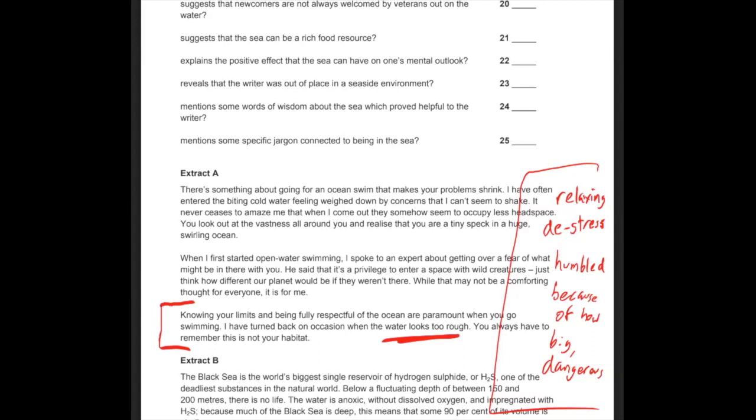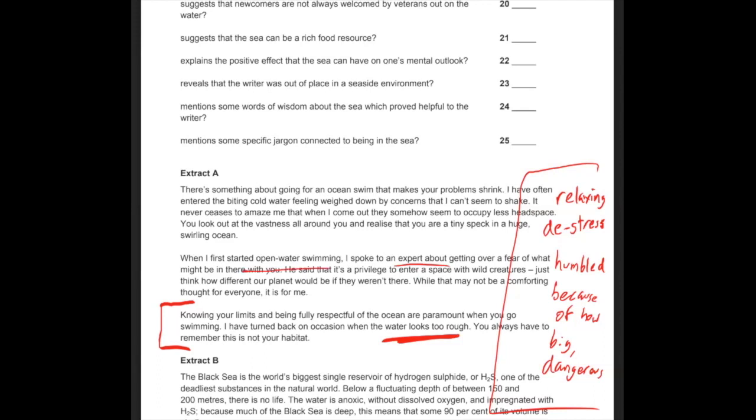Question 20. Suggests that newcomers are not welcomed by veterans out on the water. Well, this paragraph doesn't talk about newcomers or veterans or experts on the ocean. Or, I mean, I know it mentions this expert, but he seems quite welcoming to this person who's asking questions, this person who's starting open water swimming. So it wouldn't be 20, that is not related to A. The sea can be a rich food source, doesn't talk about food.